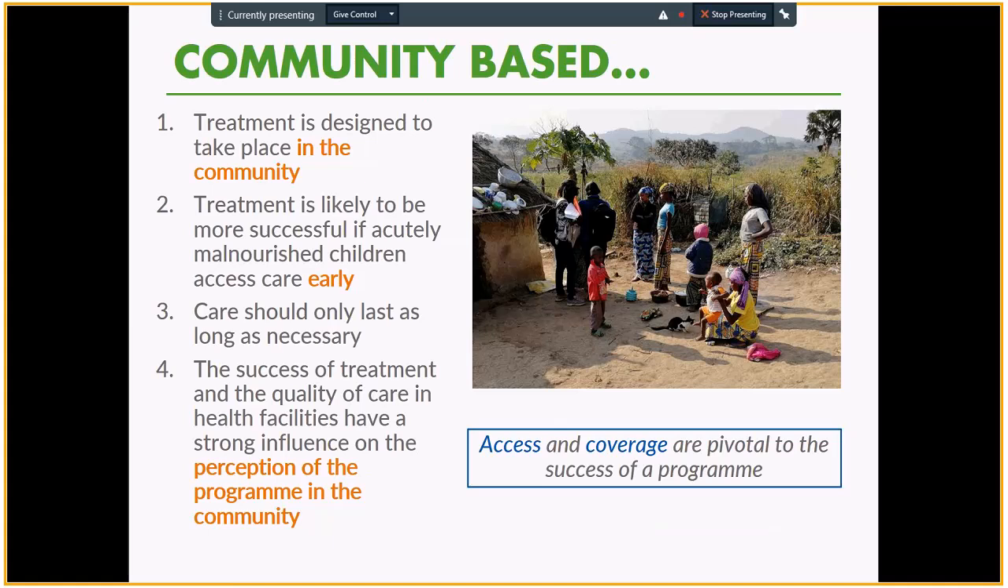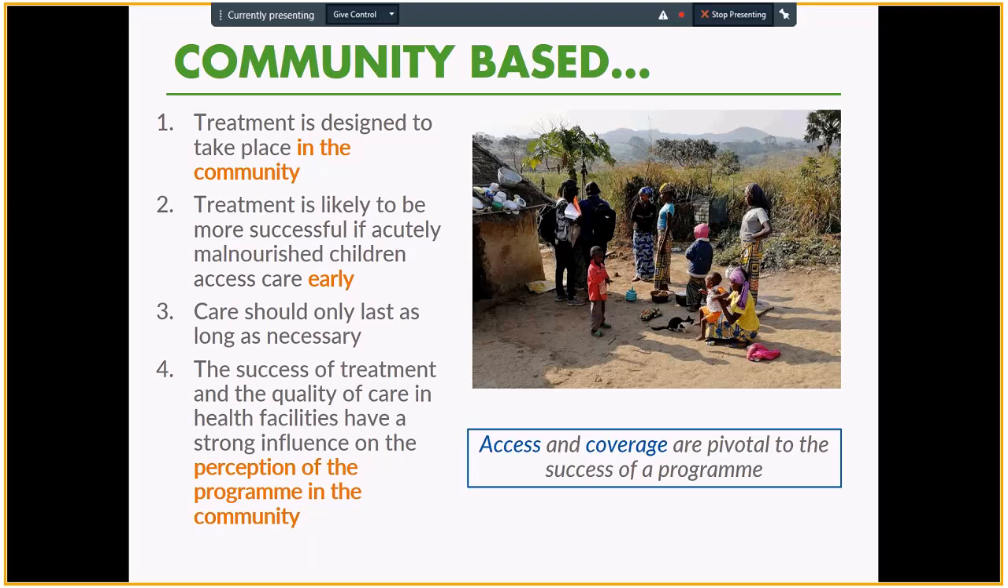Care should only last as long as needed as well. Whereas I emphasise that treatment happens in the community, at the homes of the carers and the children, they still need to come back to the health centre every week for a checkup, or every 2 weeks for MAM treatment. So these journeys need to be limited, because if treatment takes months and months and months, then that can lead to a bad impression in the community. That can lead to negative perceptions.